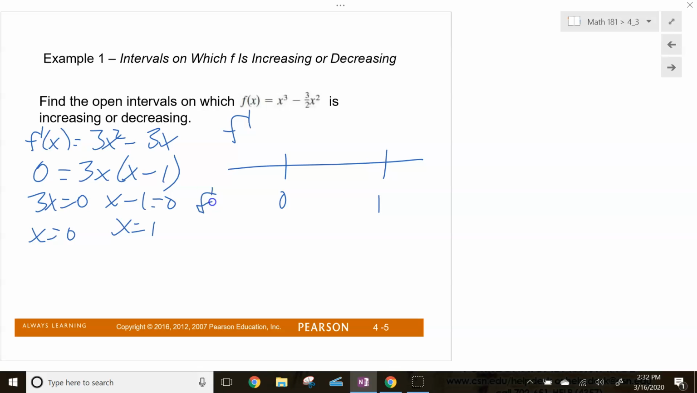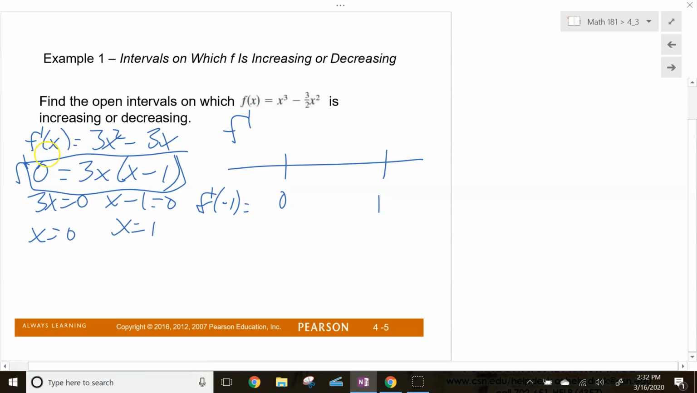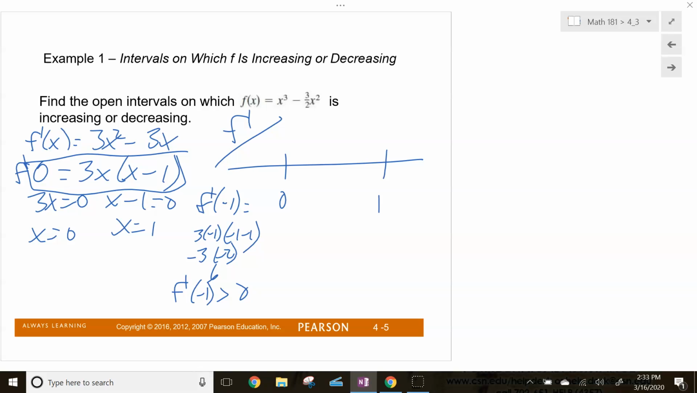Now we're going to take the derivative at -1. So we're going to plug it into our first derivative, f prime of x, in that factored form. So we got 3 times -1 times -1 minus 1. So we got -3 times -2, so we got 6. What's important is it's positive. That means the function is increasing because the slopes of the tangents are positive on that interval that whole time. So it's increasing.